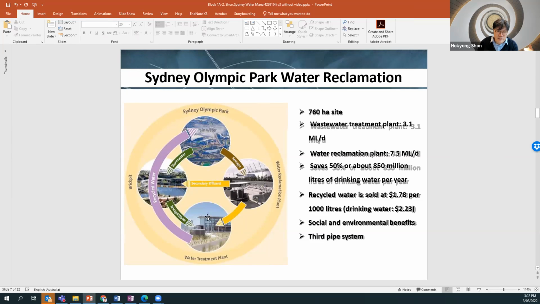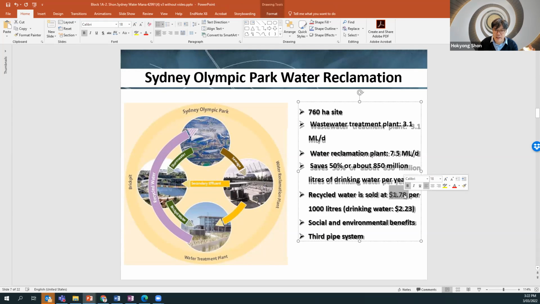this can be recycled and then go back to your toilet flushing, water fountain, and some of the water reuse purpose for gardening. So that's what we have utilized for Sydney Olympic Park. It saves us 50%, or 850 million liters of drinking water per year. Recycled water is sold at $1.78 per 1,000 liters.